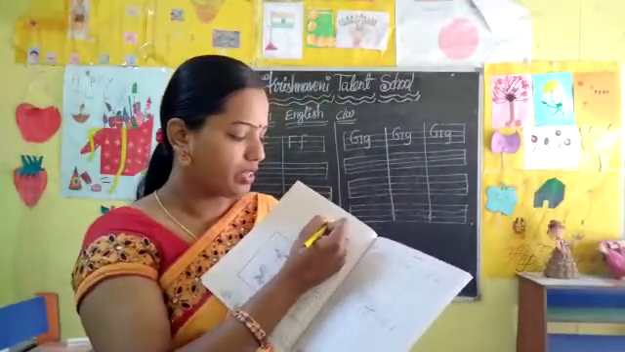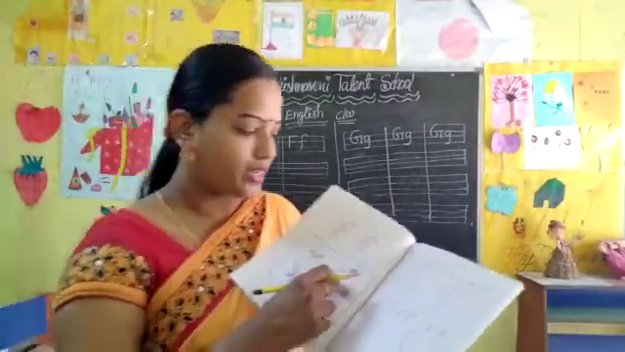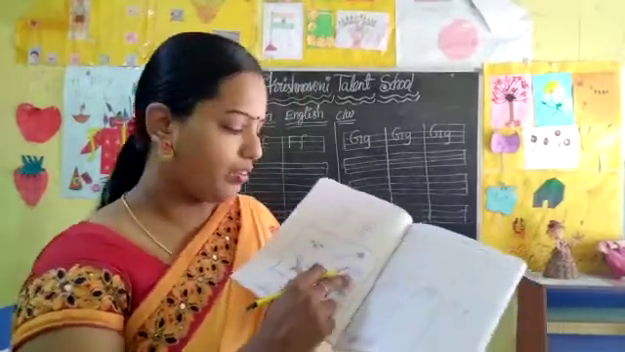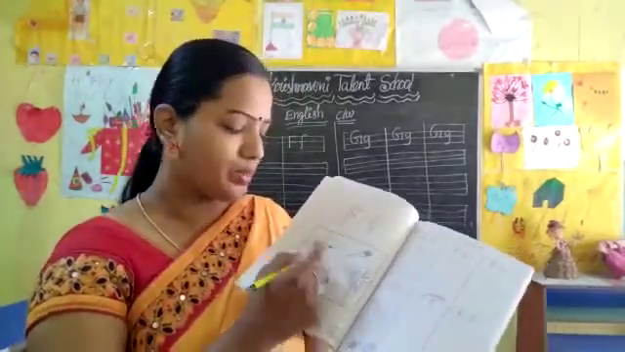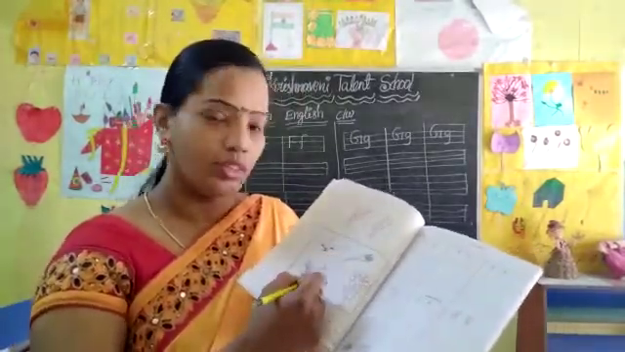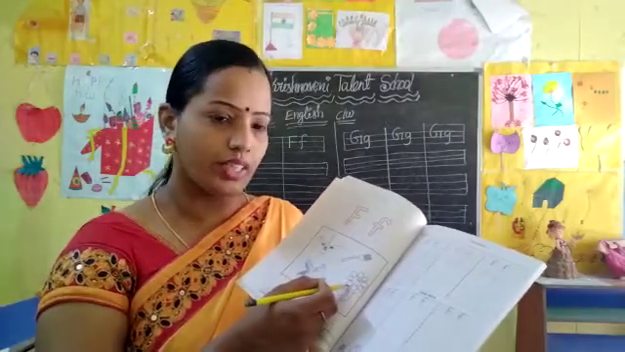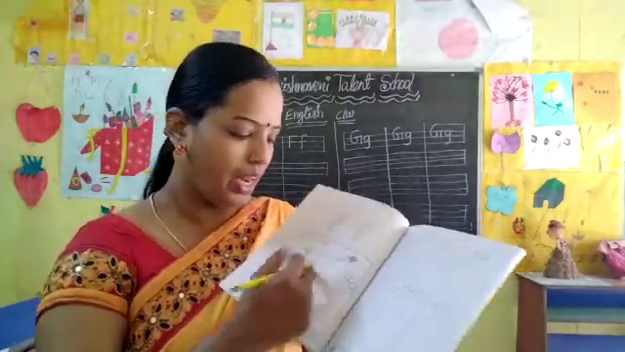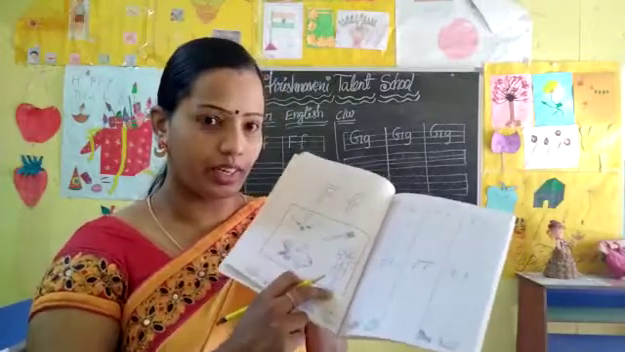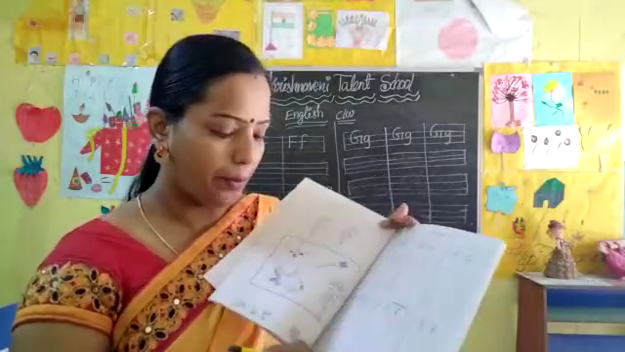This is homework for the children. Trace these two letters, capital F and small f. F for what will come? See, F for fan, fork, fish, flower, frog. Yes, children, so many words will come. And color these four pictures, children. Color these four pictures and open page number 27.